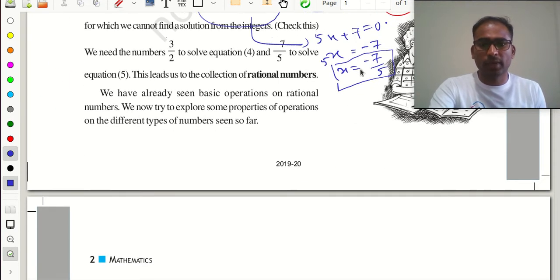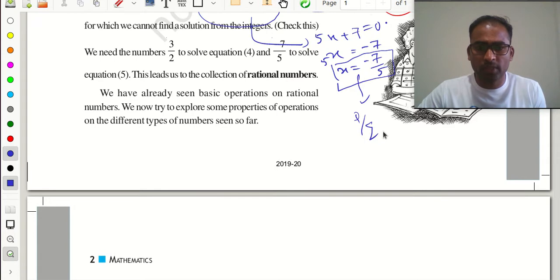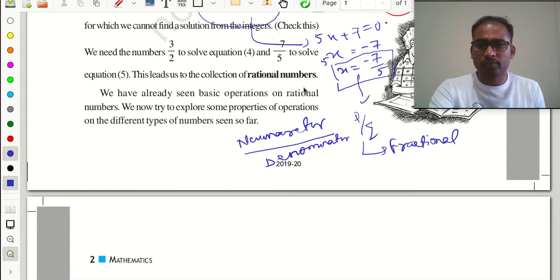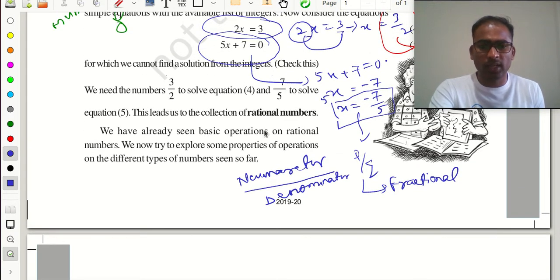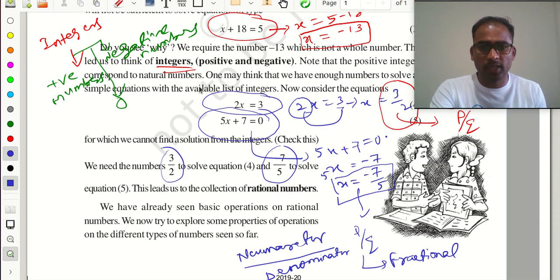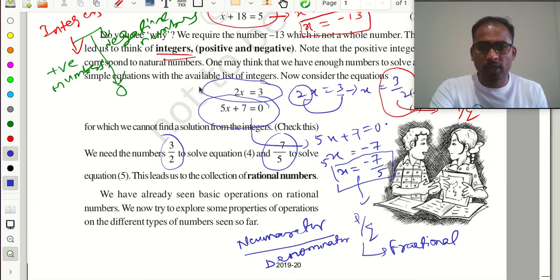So here x is equal to minus 7 upon 5. This is also in the form of p by q, some fractional form. Fractional form means we have a numerator and denominator. So this is not a collection of whole numbers. Here, rational number, sorry. So 3 by 2 is a rational number, and minus 7 by 5 is also a rational number.